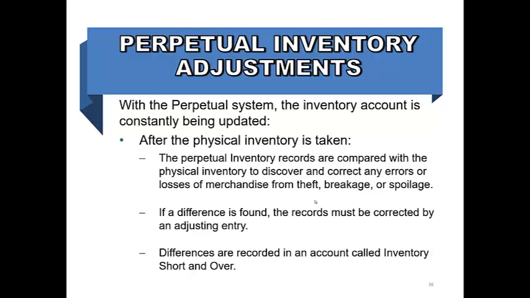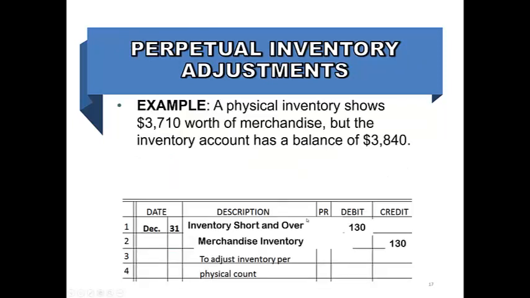But we are going to take a physical inventory just to make any minor corrections for errors, theft, breakage, or spoilage that probably occurred. So any difference that's found between our records and our physical inventory, we make an adjustment to correct those. So the difference, any difference we find, goes into the inventory short and over account.